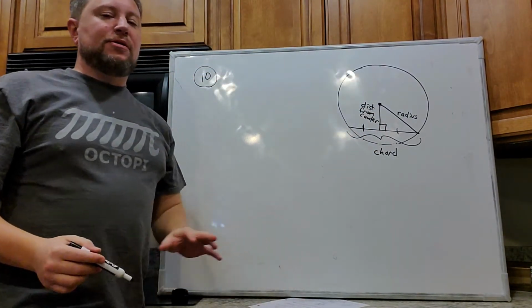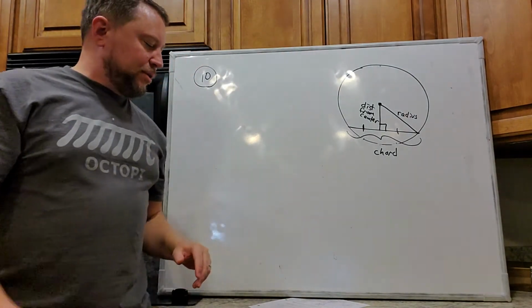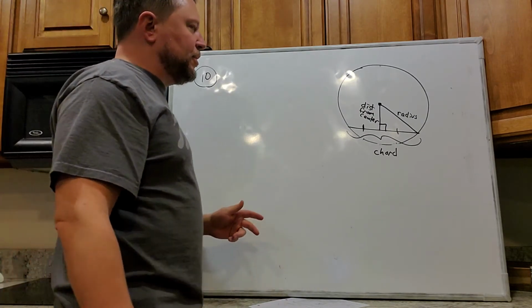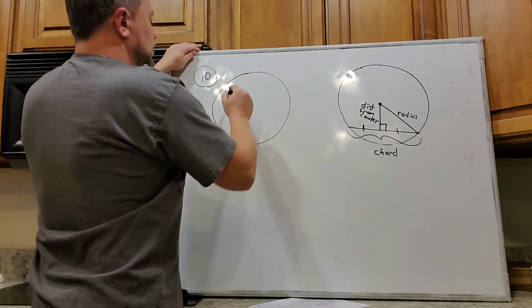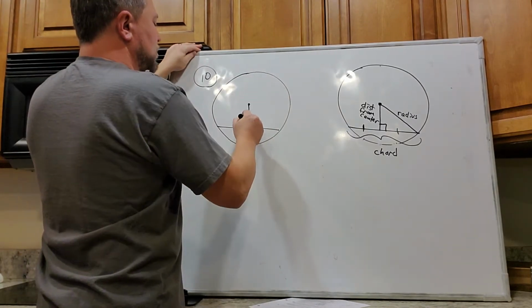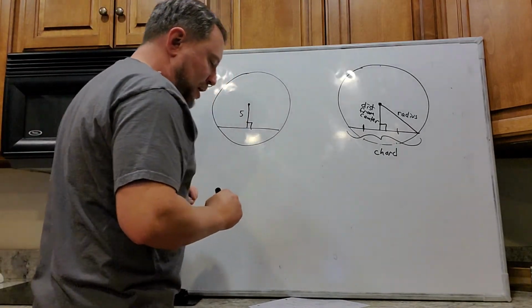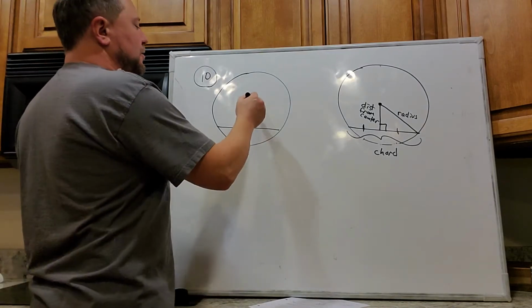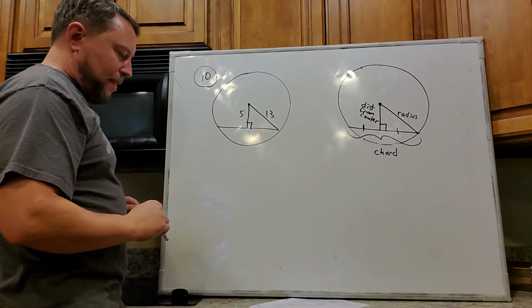Okay, so that's going to help us on problem number 10. I'm not going to write out the problem. You have it there on your worksheet, but they say a chord is 5 centimeters from the center. And the circle has a radius of 13. There's the radius, remember? 13, right out there.